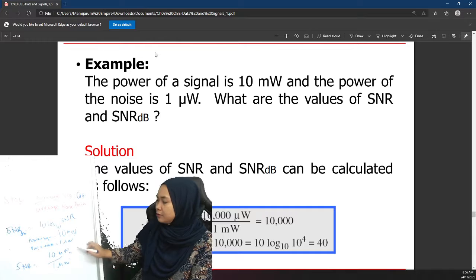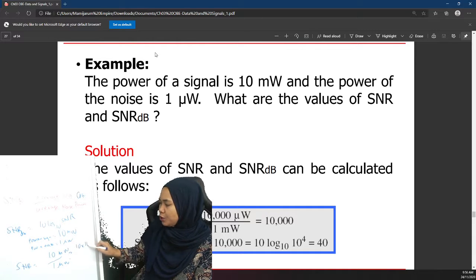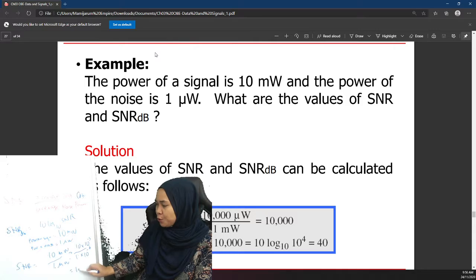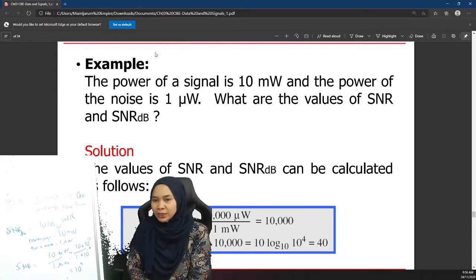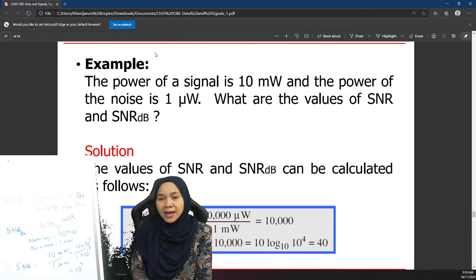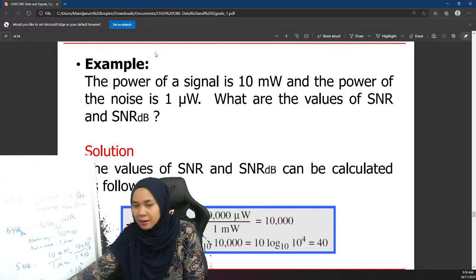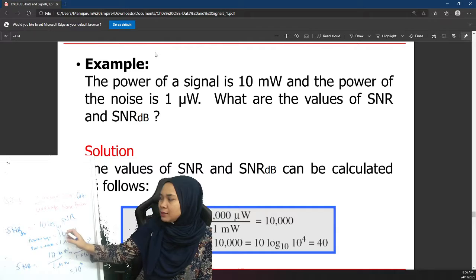Milli adalah 10 darab dengan 10 negatif 3. Micro adalah 1 darab dengan 10 negatif 6. Alright, berapa kita dapat? Kita akan dapat 10 kuasa 3. This one adalah SNR. How about SNRdB? Alright, SNRdB pula adalah formula 10 log 10 SNR.